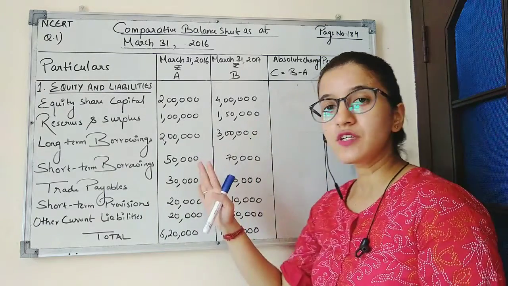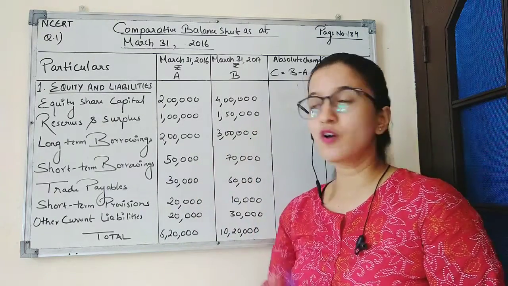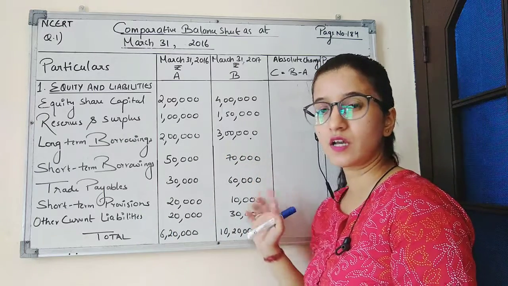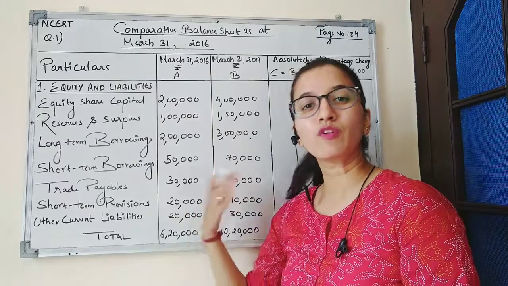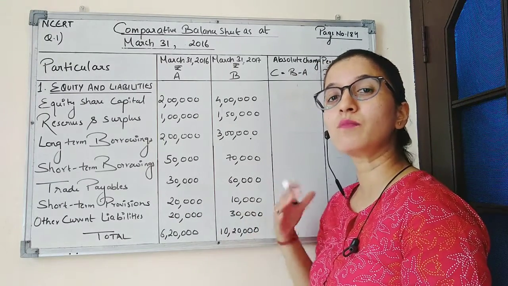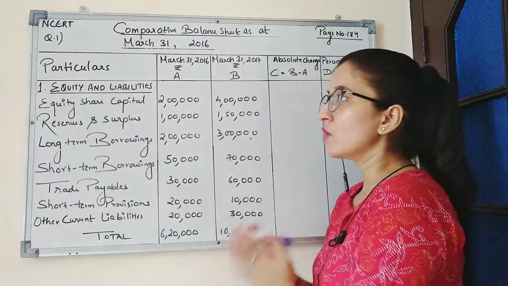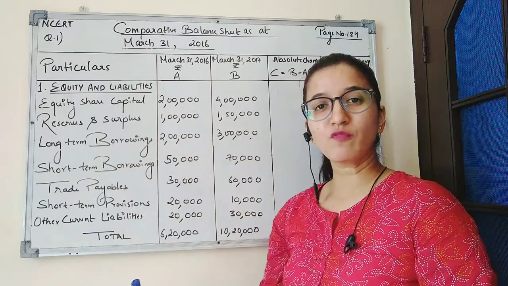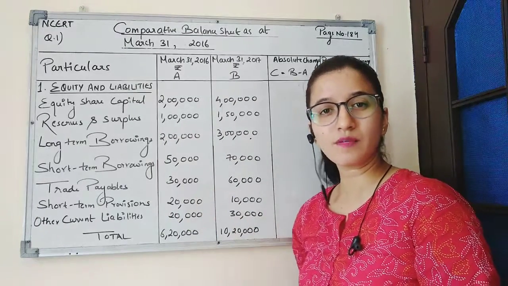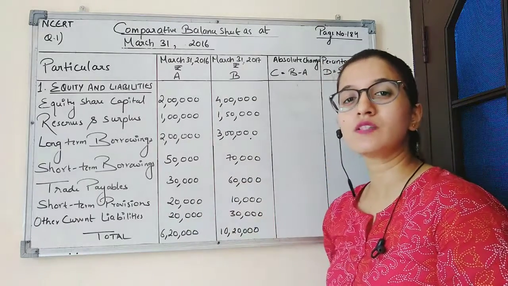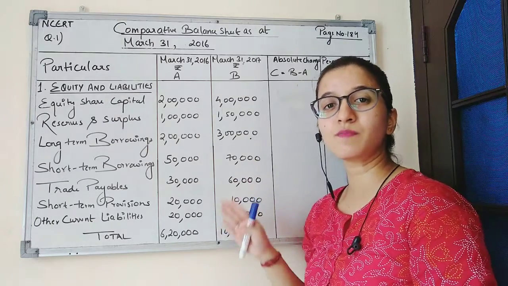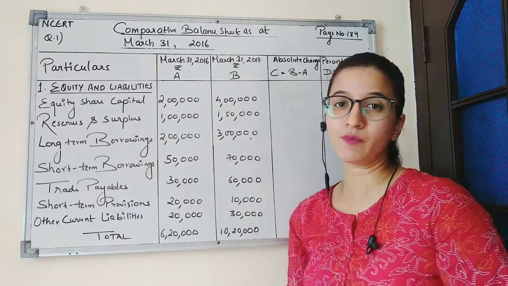Now, financial statements consist of two things. First is balance sheet, second is profit and loss account. Balance sheet is prepared to know the financial position of the business, and profit and loss account is prepared to know the profitability of the business. In balance sheet also there are two types: first is comparative balance sheet, second is common size balance sheet. And in profit and loss account also there are two types of P&L account: first is common size P&L account, second is comparative P&L account.